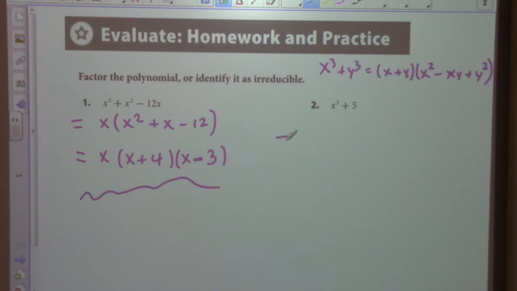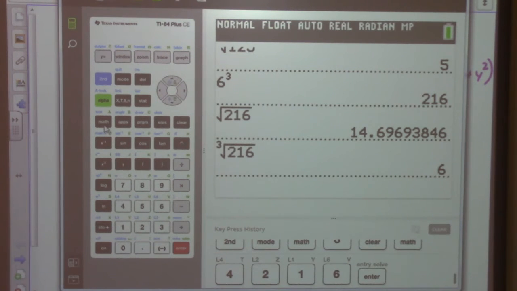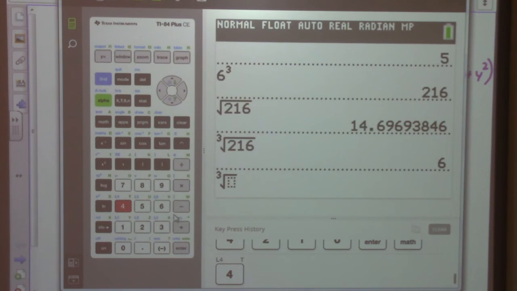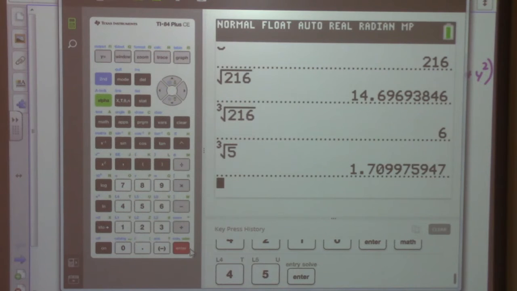And so for this one right here, the cube root of x cubed is equal to x. And what's going to be your cube root of 5? Well, you get a decimalized version. You get 1 point something something, right? Did anybody do that? You know how to do that? Go to math, and then if you go to math 4, you get your cube root of 5. You get this 1.71 something or other, right?